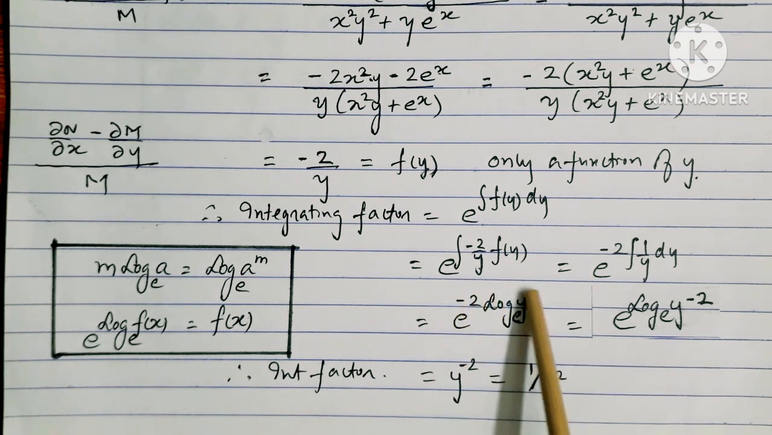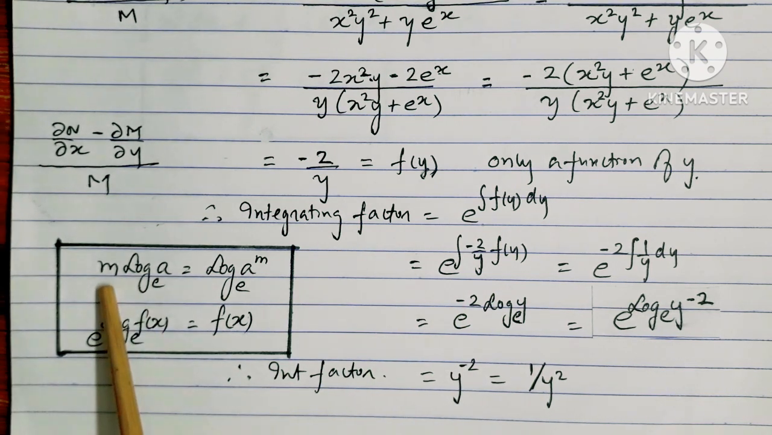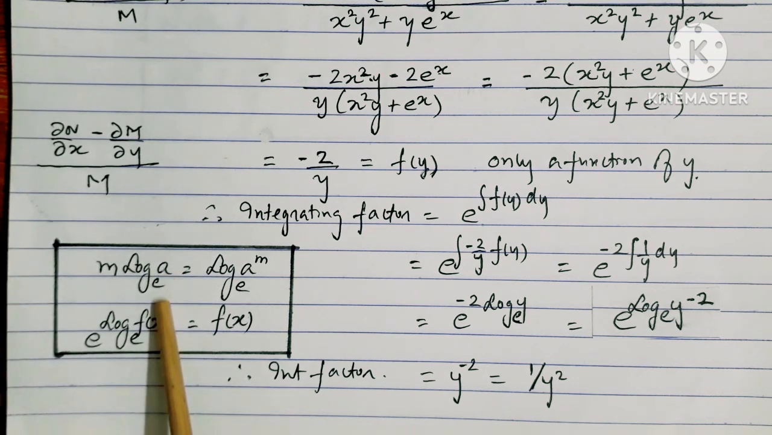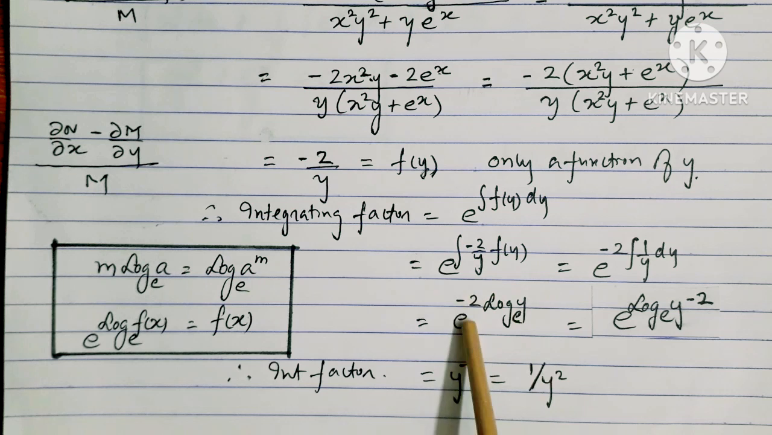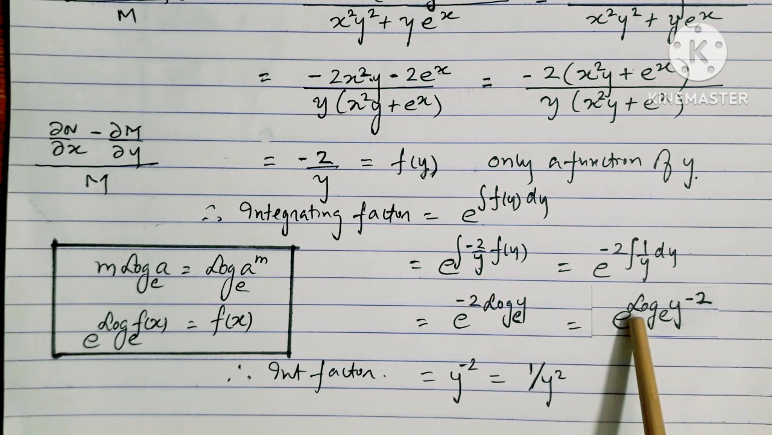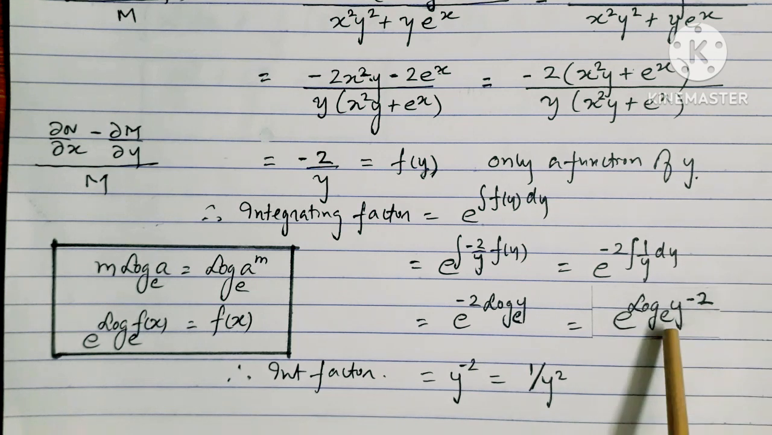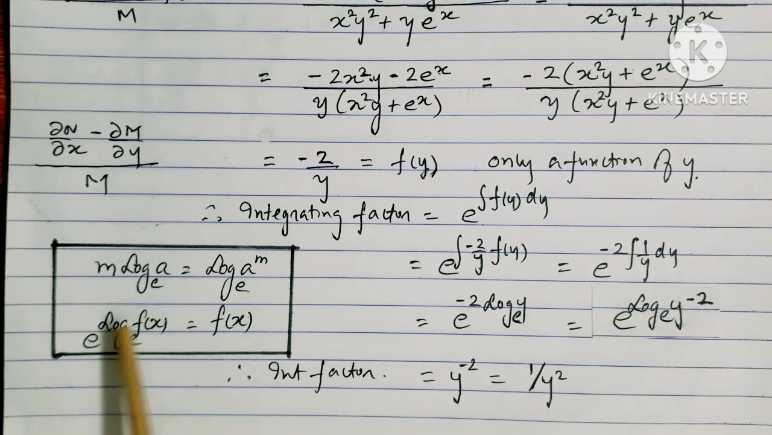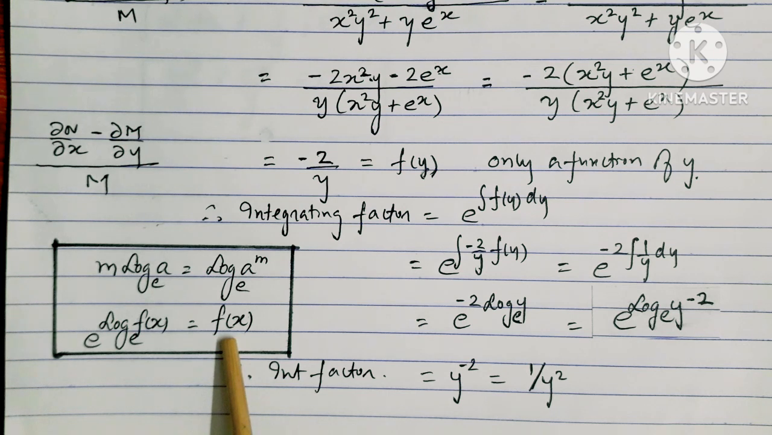Now, we can simplify this integrating factor by using the property of log, which says that m log a to the base e is equal to log a raised to m to the base e. So, using this property, we can write this integrating factor as e raised to log y raised to minus 2 to the base e. Now, this can be further simplified by using another property of logarithm, which is e raised to log f(x) to the base e is equal to f(x).